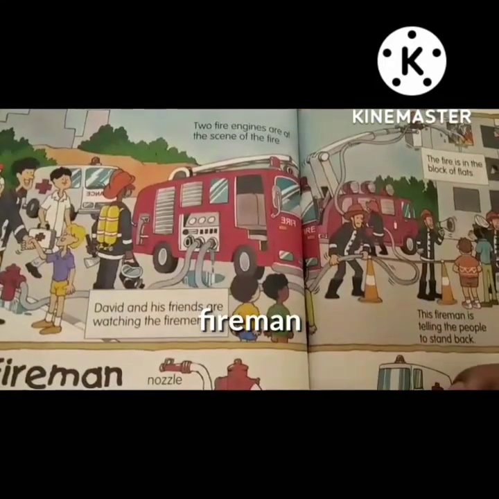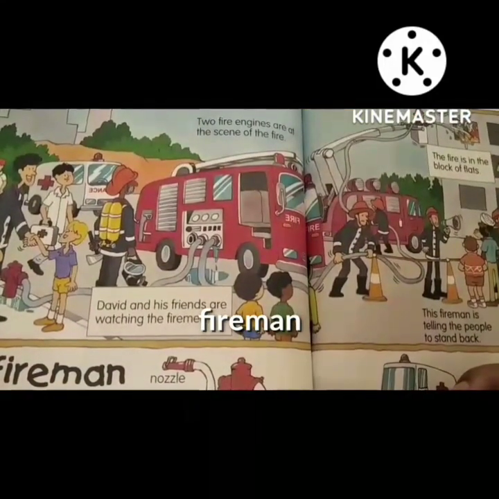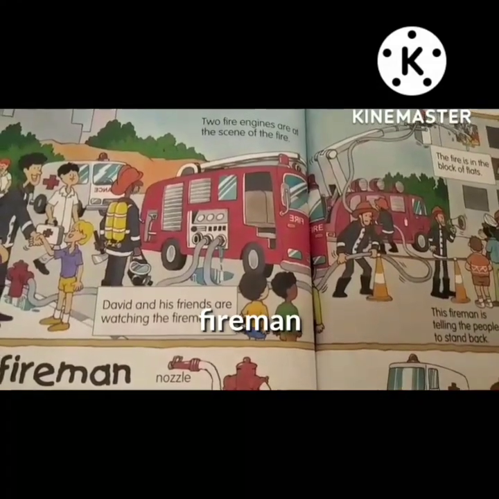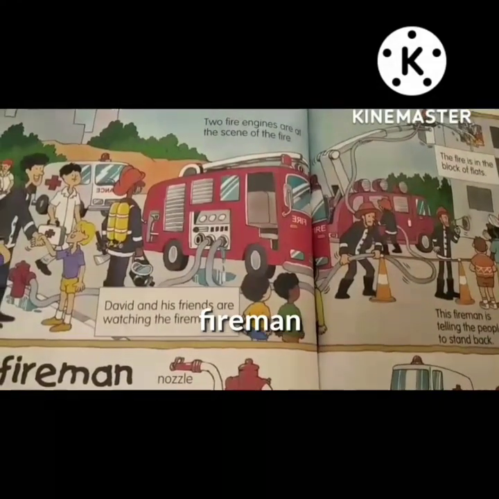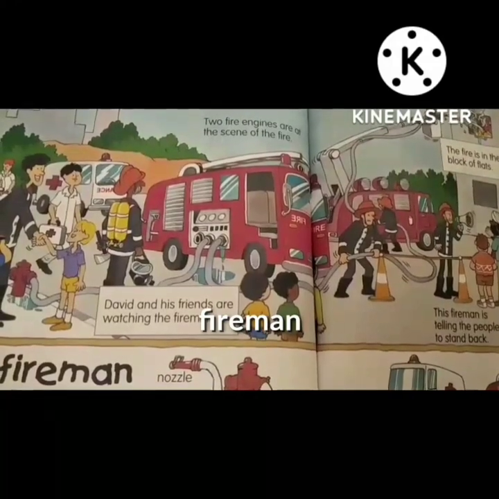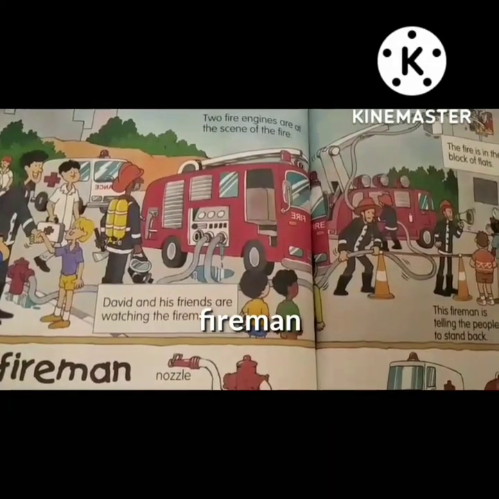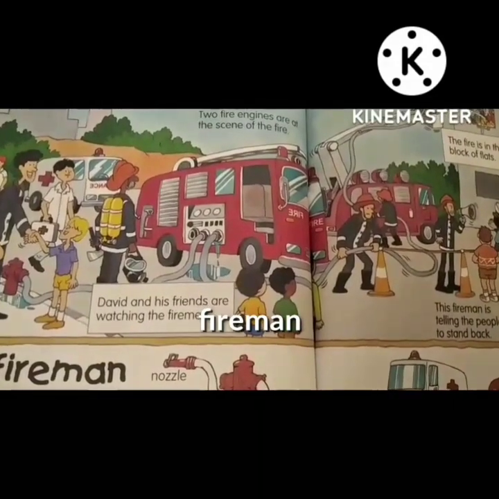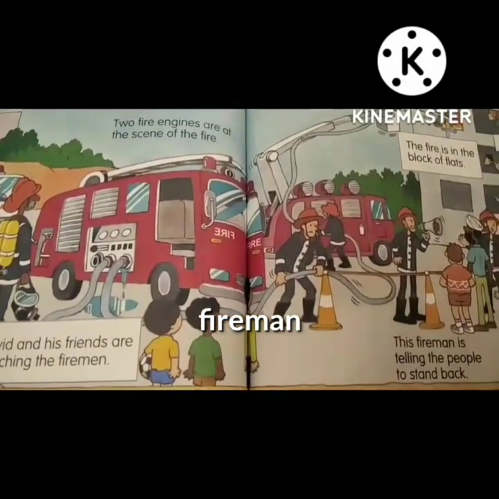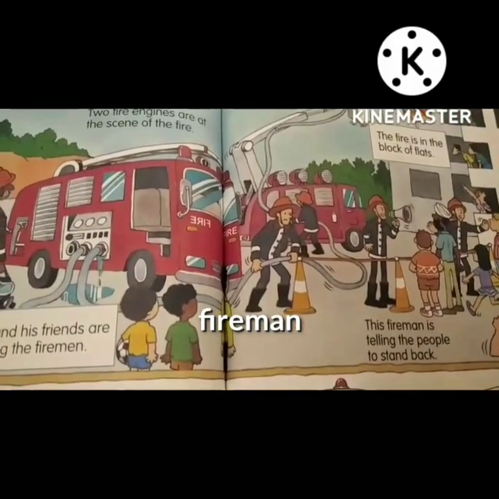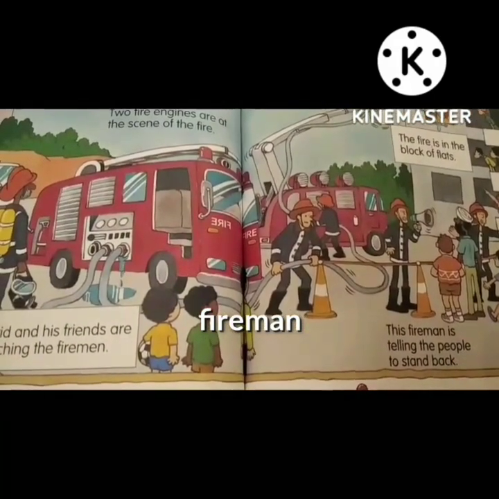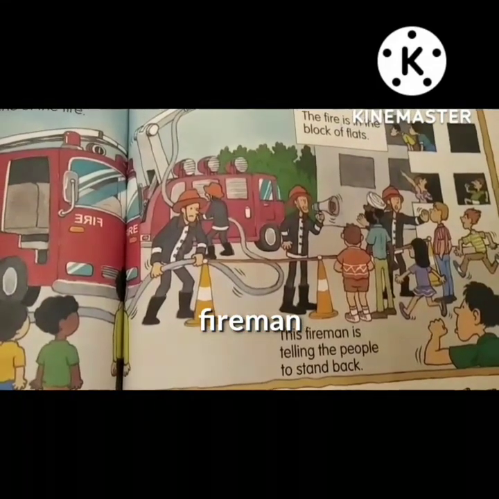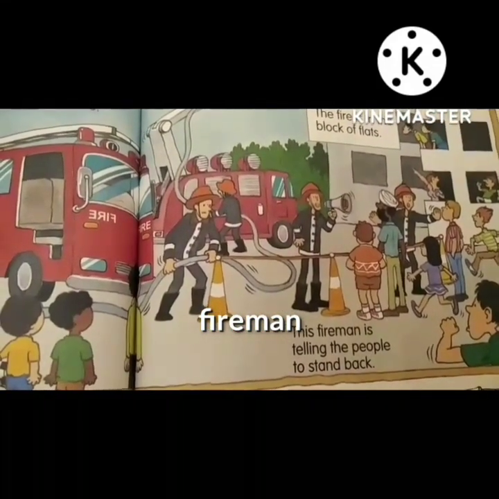Why should we give way to fire engines or ambulances? Because they have to reach the emergency fast. What is the fireman with the megaphone telling the people? He is telling the people to move back or stand back.